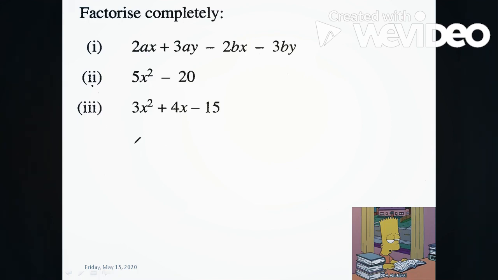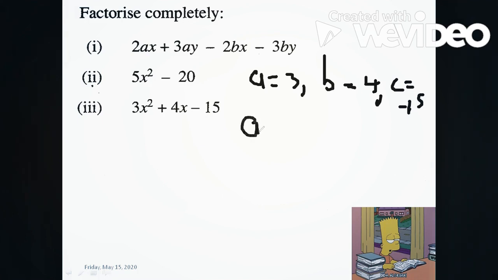All right, the third one is a quadratic. So a is 3, b is 4, and c is negative 15. Now we're going to multiply a times c. A times c is 3 times negative 15, which is negative 45.